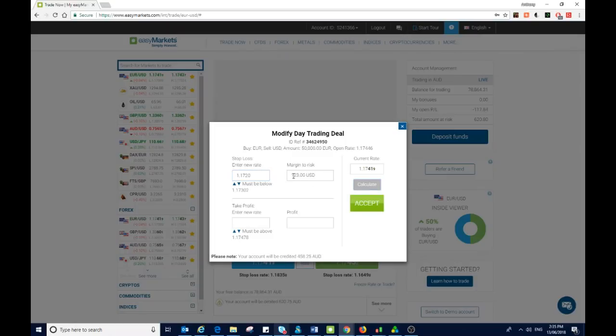It'll tell you a new amount to risk, in this case $123 US, and it automatically tells you below here in your account balance type. So if it's Aussie dollars, it's Aussie. If it's Singapore dollars, it's Singapore. Your account is going to be credited back $458. So this is your balance for trading. It's going to get that money back, and your amount at risk is going to go down to 123 US.